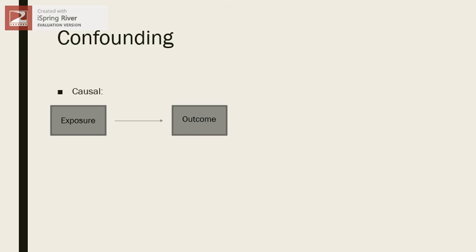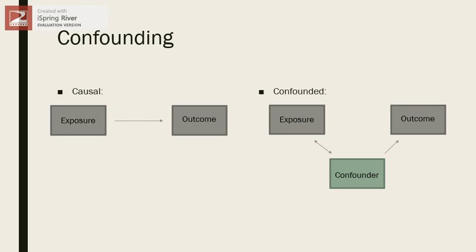Okay, so in a causal situation, an exposure comes before the outcome and is related. It causes it. In a confounded relationship, you still have your exposure and your outcome, but there's a third variable here. The third variable has to be related to the exposure and the outcome, but it's what's causing the exposure and the outcome to look like they're related. If you didn't know about this confounder, it would seem like the exposure is causing the outcome, but it's really not. The confounder is causing it.